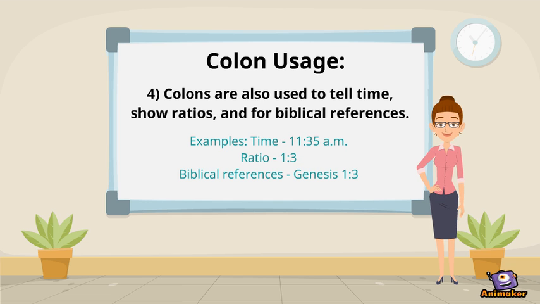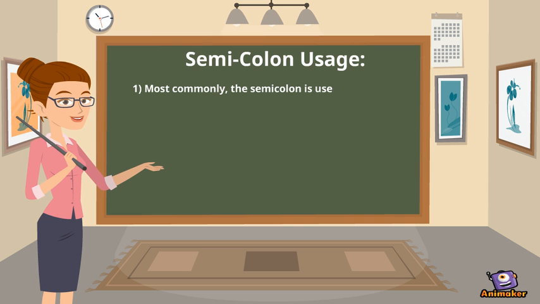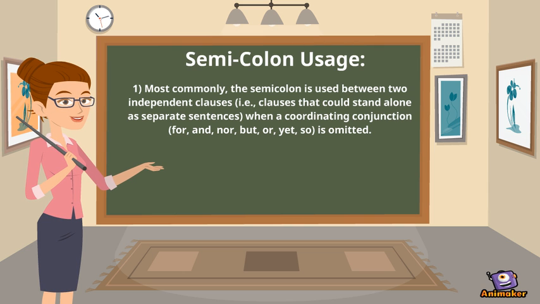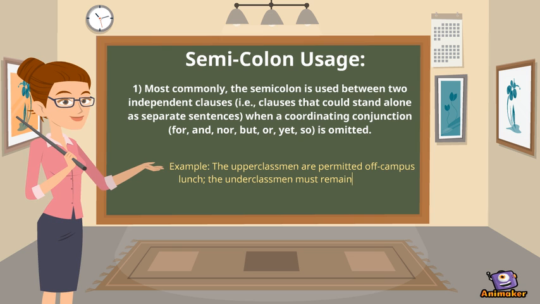In comparison, a semicolon is often used between 2 independent clauses when a coordinating conjunction is omitted. In the example, 2 independent clauses are connected by a semicolon.